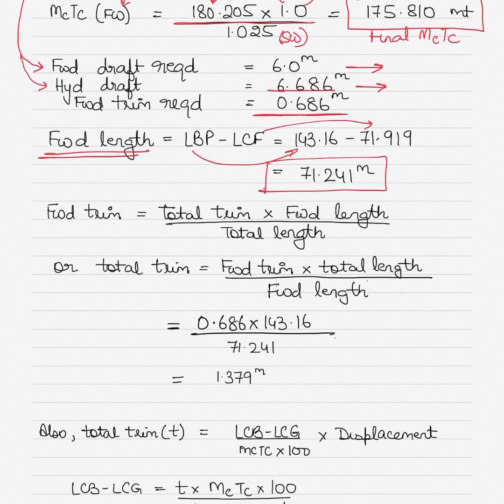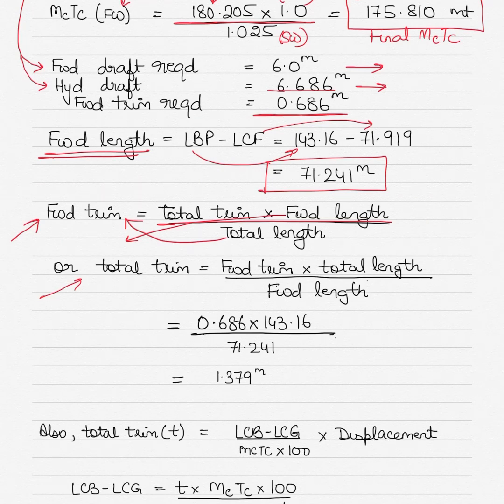Now why do you need the forward length? Because you're only changing the forward trim, the forward trim is equal to the total trim multiplied by forward length divided by total length. Or if you bring this here and isolate the total trim on one side, your total trim will be equal to forward trim times total length divided by forward length.